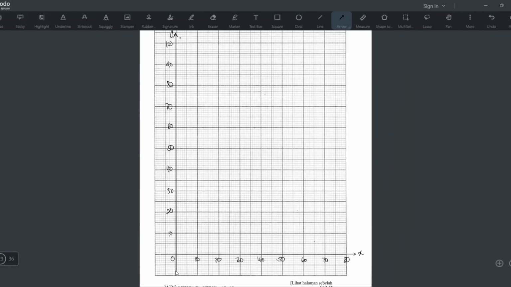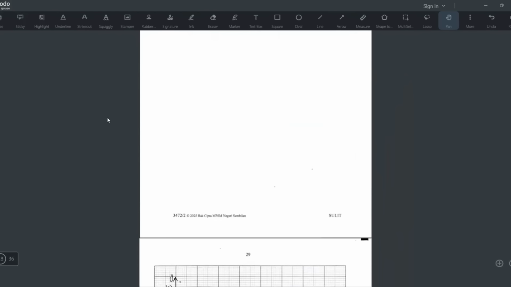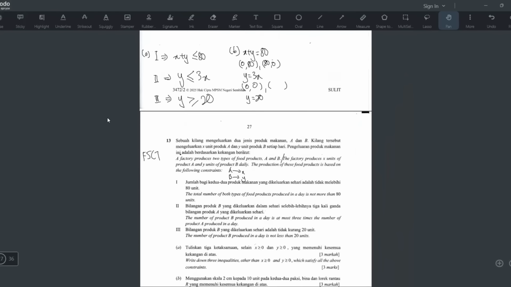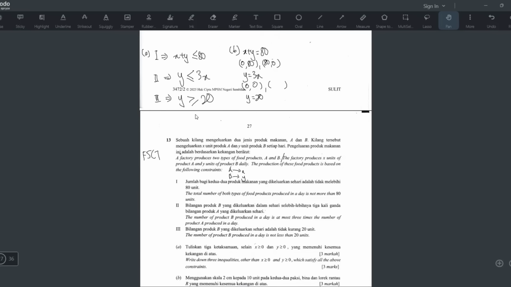Now we can plot the lines. Okay, I still remember the first line is (0, 80) and (80, 0). So just plot (0, 80) here and (80, 0) here. Alright, when you join the line, you should ask yourself this question: is it a solid line or a dash line? I always tell my students this. You have to check whether it's a solid line or a dash line. If you want to know, you have to look at the inequality sign. If it has an equal sign, it means solid line. So actually, for this question, all three are solid lines.